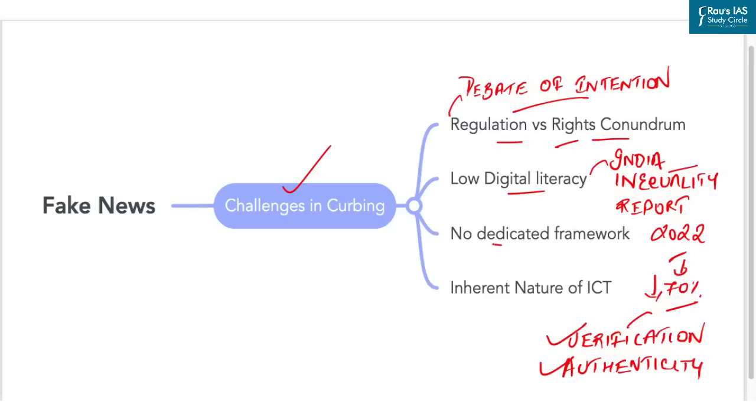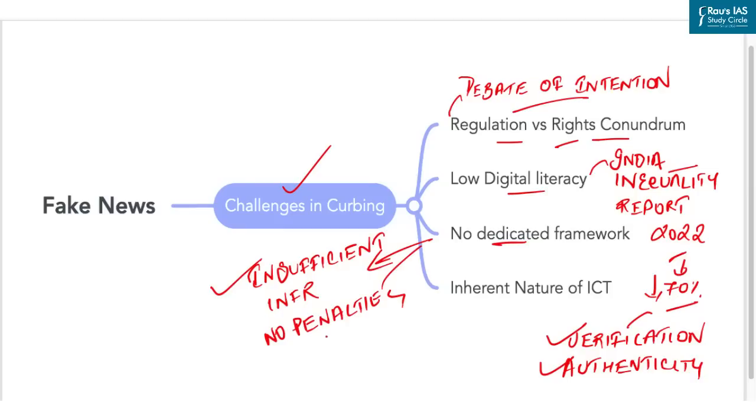Next is that there is no dedicated framework. The lack of a robust and exclusive framework has affected the efforts in curbing fake news at every stage. For example, insufficient infrastructure for verification, no penalties, etc. all have contributed to the flourishing of this trend. Next is the inherent nature of ICT. Here, the anonymity of content creators poses the greatest challenge in front of regulatory bodies as well as intermediaries to track and address the issue of fake news. So these are a few important challenges in curbing fake news in India.